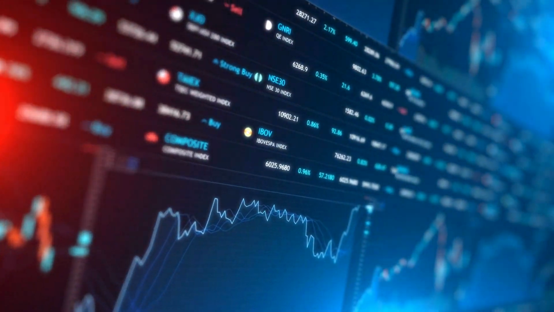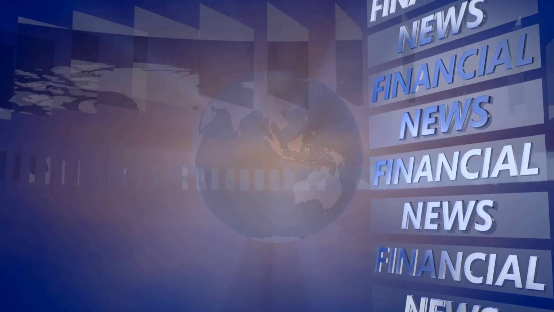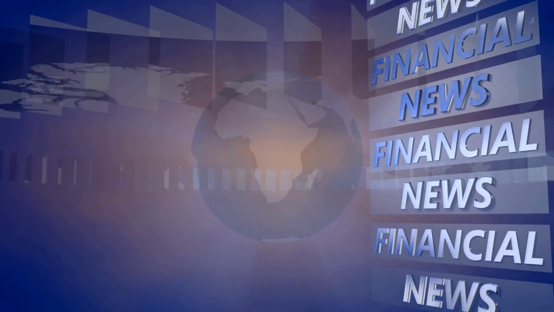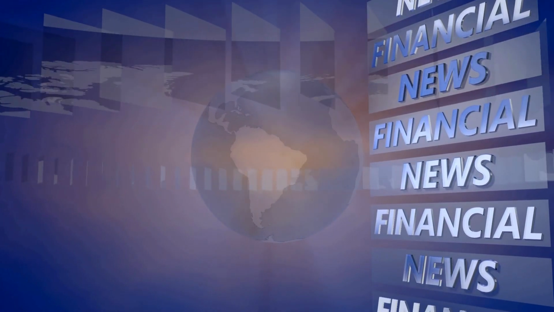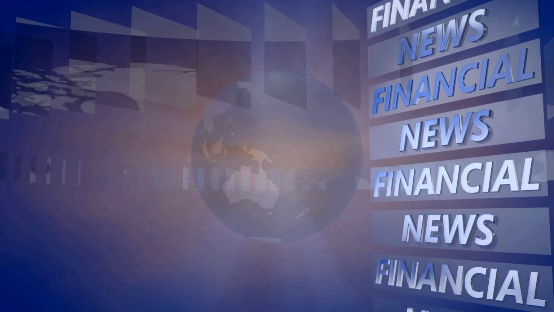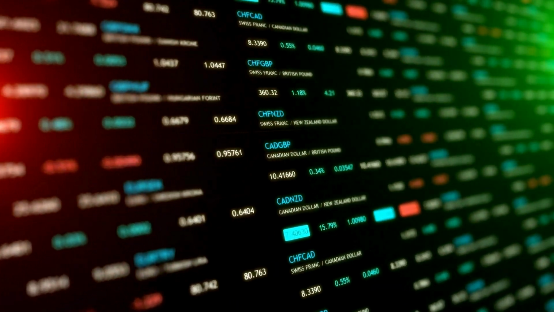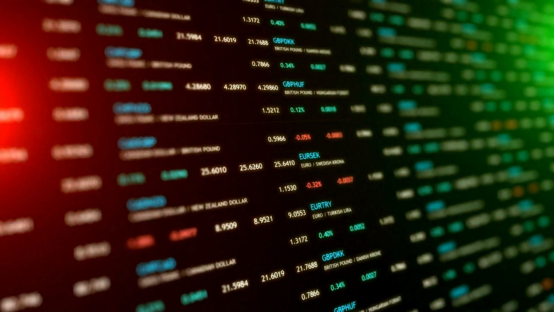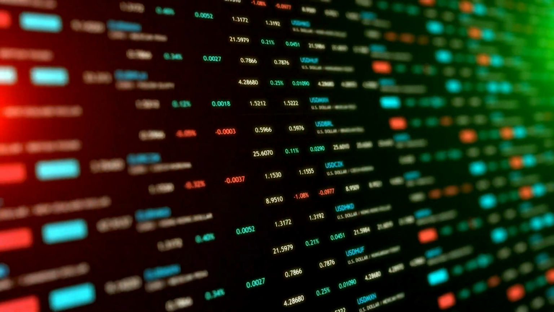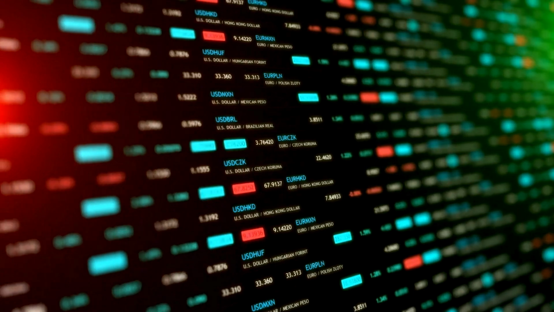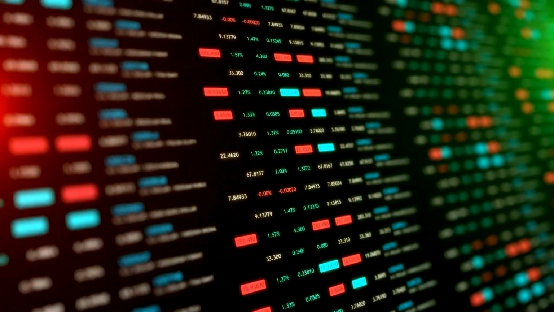Confluence isn't limited to technical analysis alone. It can also incorporate fundamental factors such as economic news or monetary policies. For example, if an economic calendar highlights a high-impact event like an interest rate decision, and that event coincides with a technical setup, the confluence of fundamental and technical analysis can further strengthen the decision to trade.